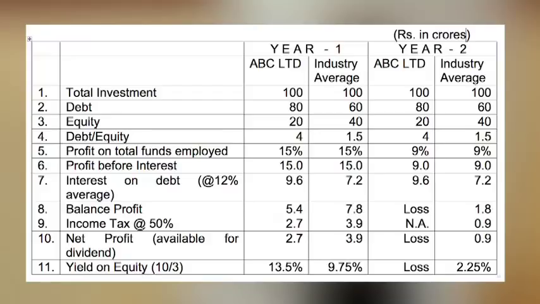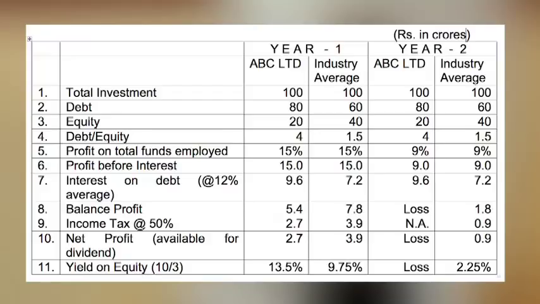Then what is the debt equity ratio? We have found that total debt is 80, as against that the equity is 20. So the debt equity ratio of ABC Limited for the first year is 4, and the second year is also 4. But the industry average, so far as the debt equity ratio is concerned, is 1.5 in the first year and second year also 1.5.